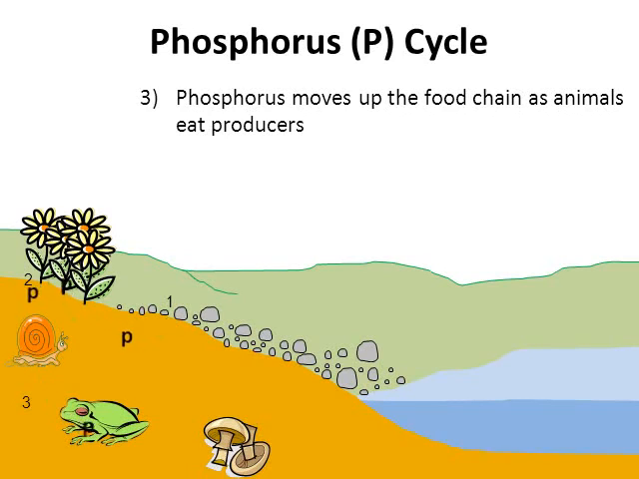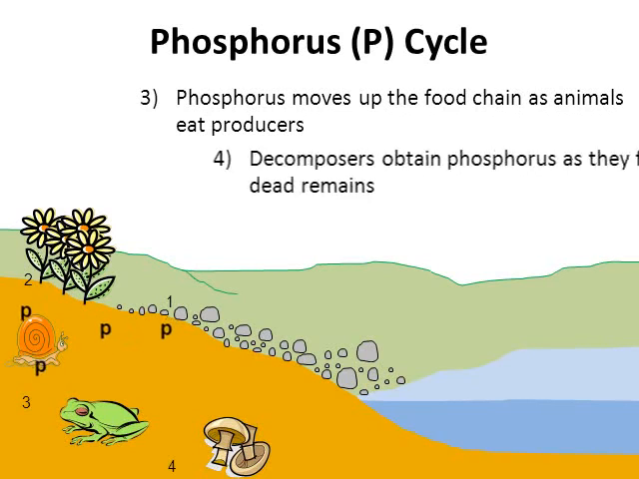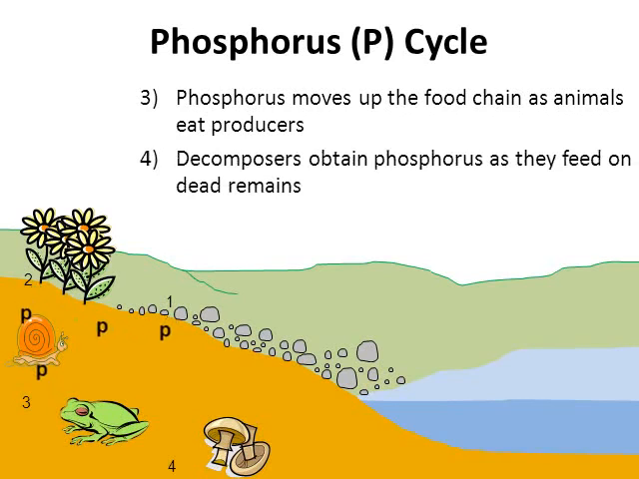In the next part of the animation, we have phosphorus going from the snail into the frog. Well, that's because frogs can eat snails. Phosphorus is simply moving up the food chain. And then we come to area 4, represented by our mushrooms in the animation. It says decomposers will obtain phosphorus as they feed on dead remains.